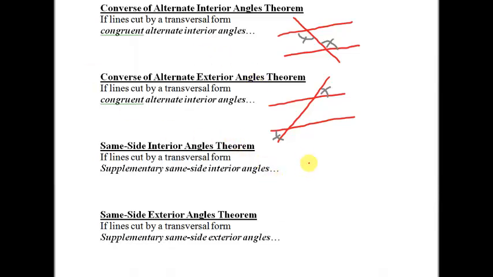The same side interior angles theorem is kind of the same idea. If you see two lines and you've got a transversal cutting through them, you check out angles that are on the same side and interior, this angle here and this angle right here. Now these have to be supplementary, so I want to check, do they add to 180? Do they add to 180? And if the answer there is yes, then the lines are parallel.